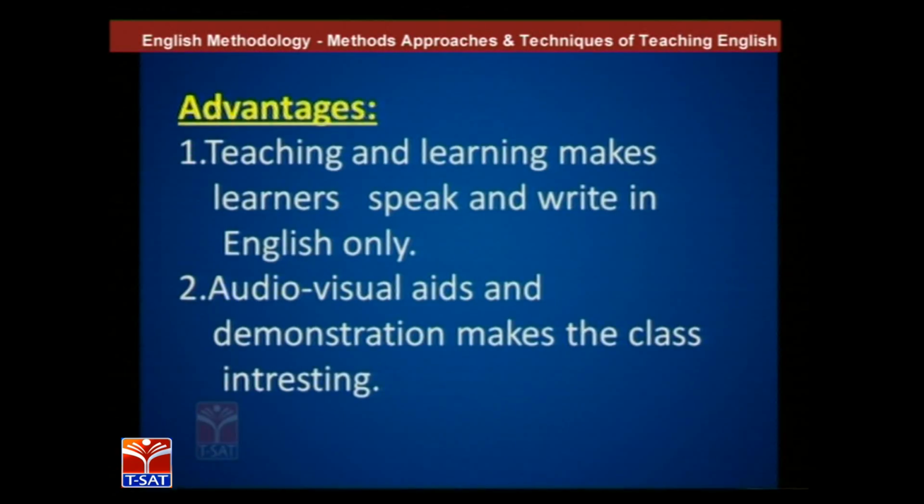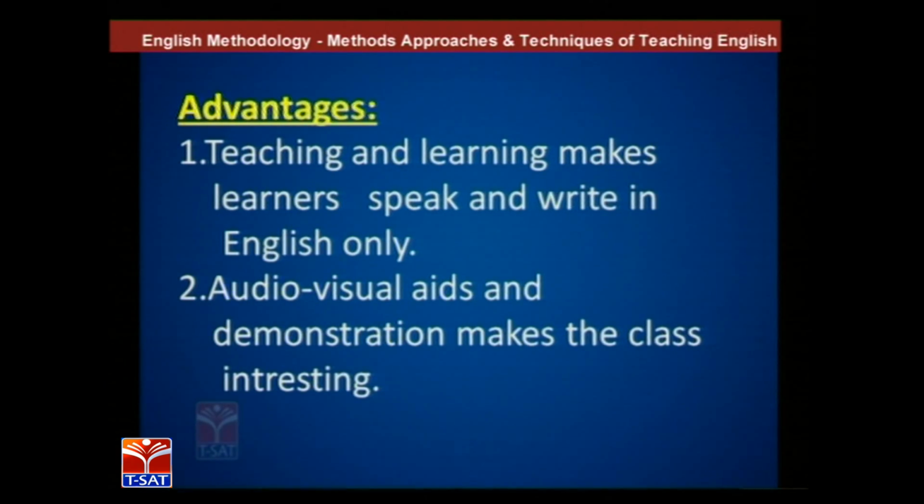Coming to the advantages, by this direct method, teaching and learning makes the learner speak and write in English only. Here the target is the English language, and teaching and learning makes the learner speak and write. Speaking and writing are the basic skills of language. In what way will it be discussed with the student? With the help of only English. Here there is no scope for the mother tongue or any other regional languages.